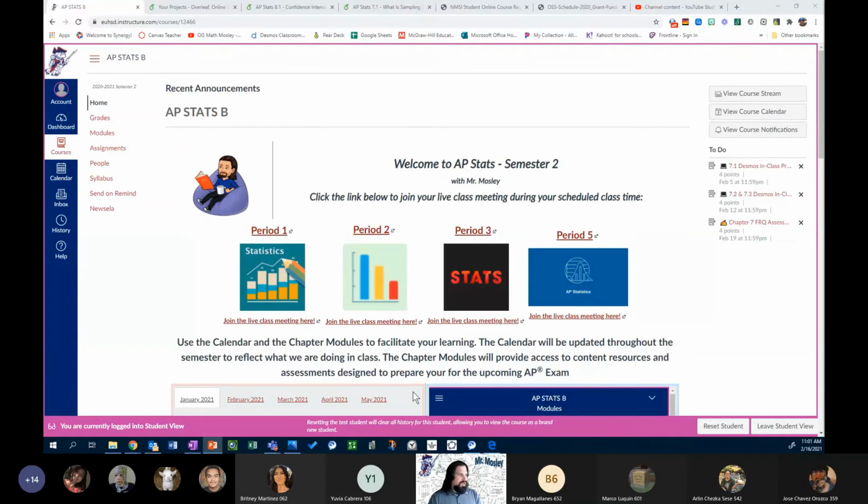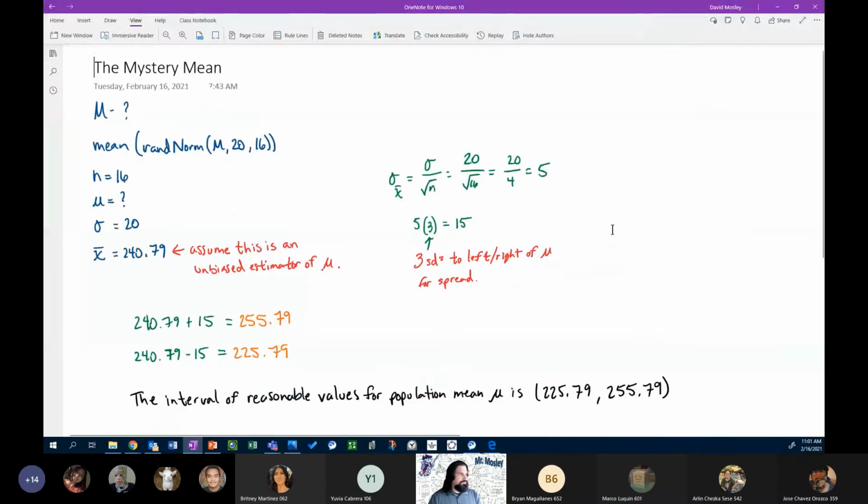So here is one possible way to deal with that. In my scratch work here, you can see that M, we don't know what it is. We use this command, and this uses a sample size of 16, an SRS of 16. I don't know the mu. Standard deviation of 20 for my population. And we end up with an x-bar, a sample mean of 240.79. We can assume this is an unbiased estimator of mu because we have nothing else to go on.